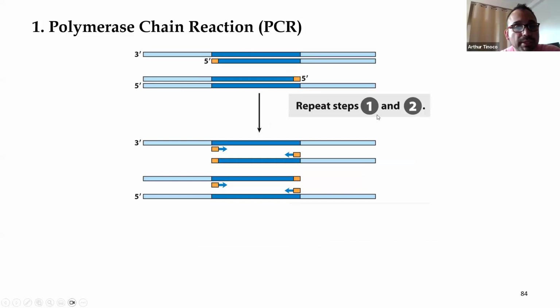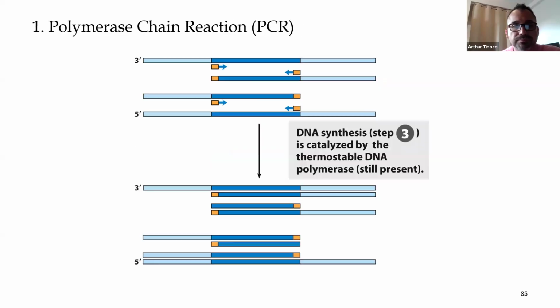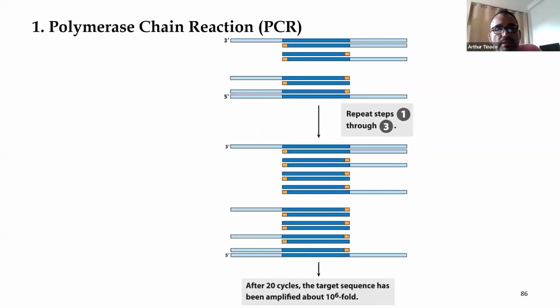Then you basically repeat steps 1 and 2, since you now have the replicant strand. You will heat up, separate the strands, then use the polymerase to extend along with the primers and obviously the nucleotides that are facilitating these extensions. Okay, so the DNA synthesis is catalyzed by that polymerase. So you do multiple rounds of this. Okay, and you repeat this until after 20 cycles, the target sequence has been amplified about 10 to the 6th fold. So many orders of magnitude. You've now replicated this region of interest.